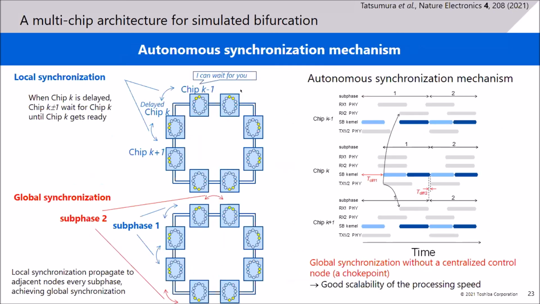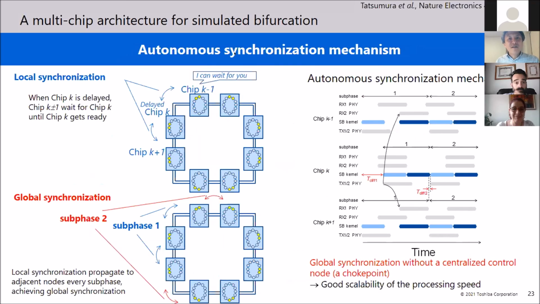This slide explains the autonomous synchronization mechanism, which consists of local synchronization and global synchronization. Here, suppose there is a big time difference between chip K and chip K plus or minus 1. When chip K is delayed, chips K minus 1 and K plus 1 wait for chip K until chip K gets ready. This is a local synchronization, which is achieved with a simple stall mechanism related to the emptiness of the communication buffer.